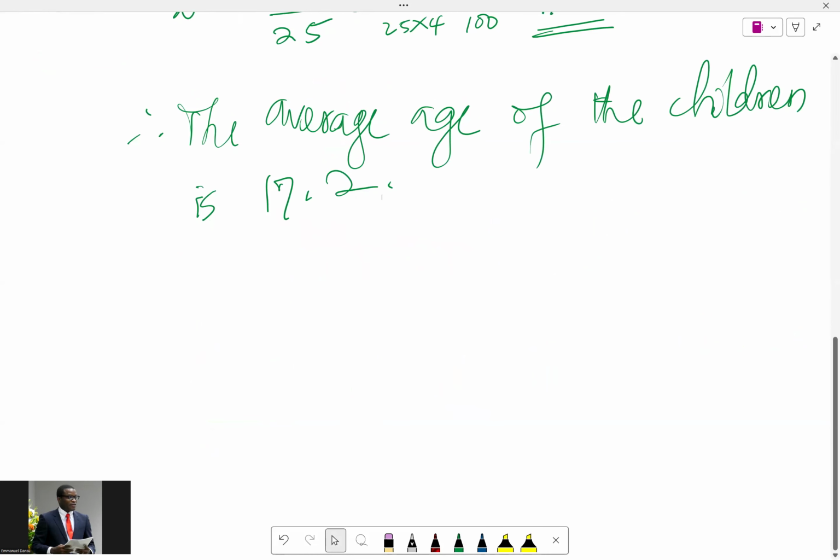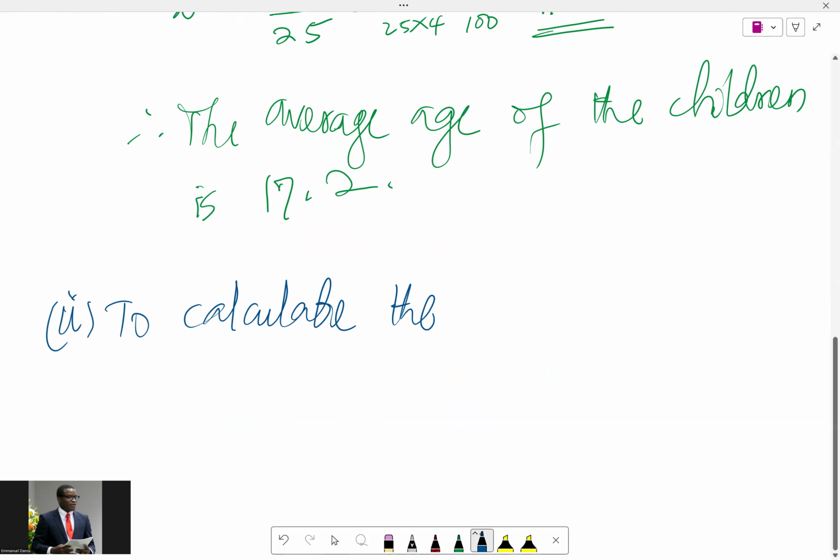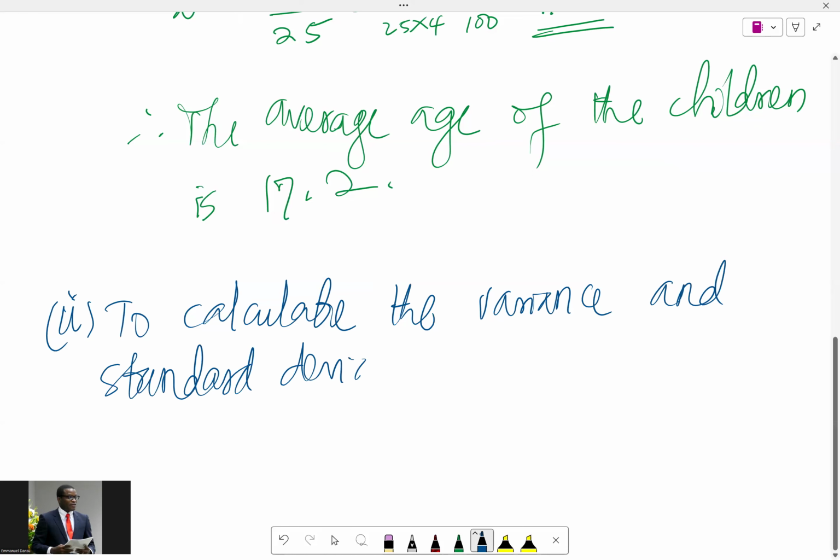The second part is we need to calculate the variance and standard deviation. So, to calculate the variance and standard deviation of the ages.